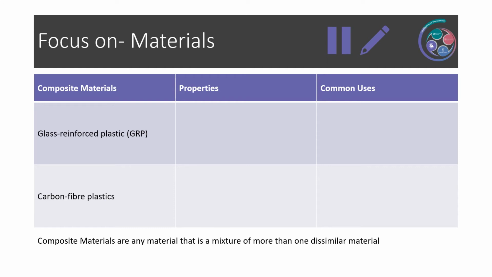Manufactured boards are a mixture of wood-based materials and glues, so they are also classed as a composite material. For these two composite materials, I would suggest that you pause the video now, copy the table, and complete the properties and common uses of each of those materials.